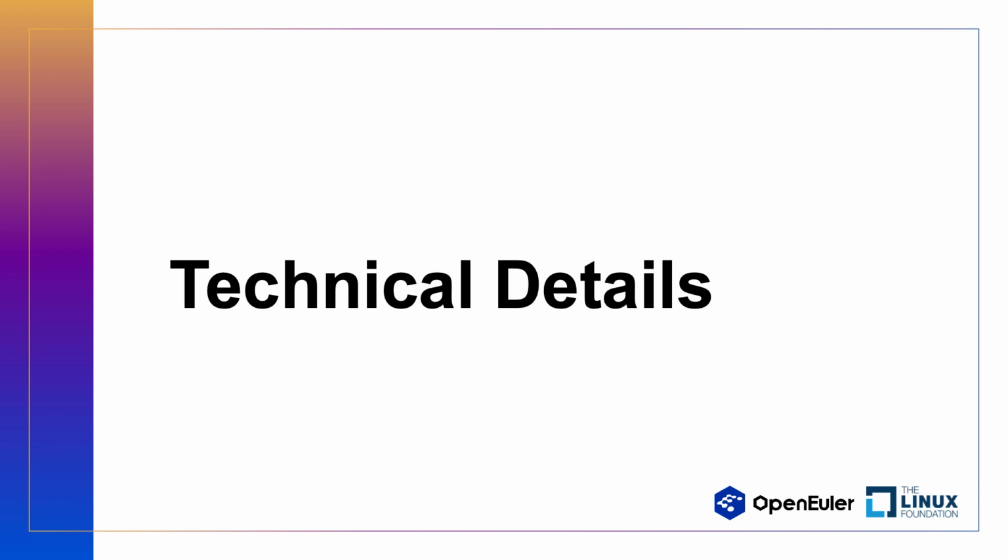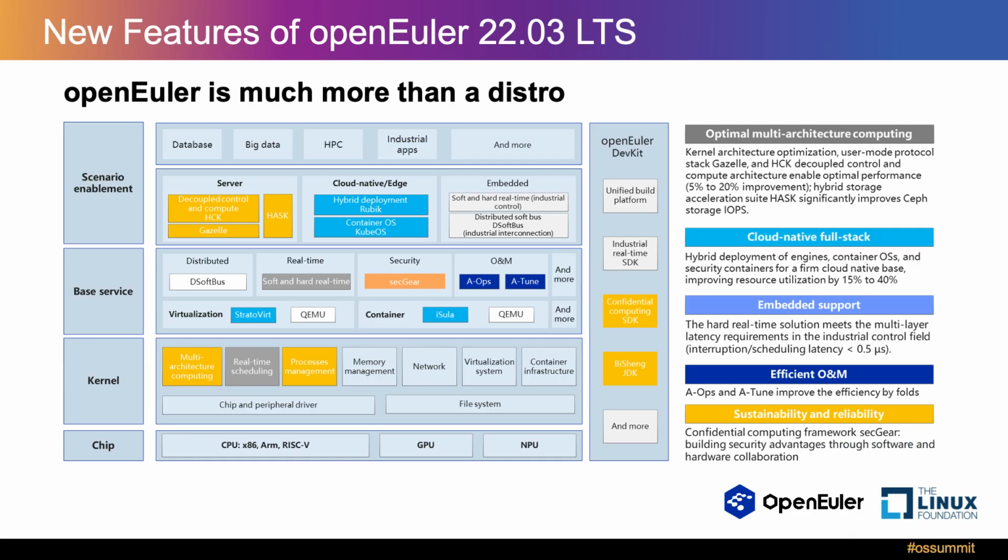In this part, we would like to share some technical details about openEuler, and this might give you some ideas about why openEuler is growing so fast in China. The first reason why openEuler has grown so fast is that it is not just a distro for Linux. The community is actually much more than that.